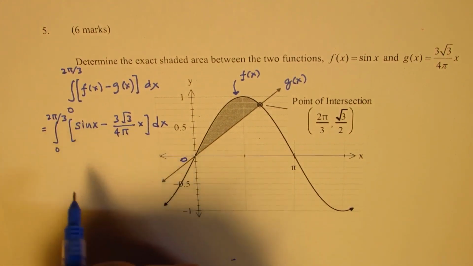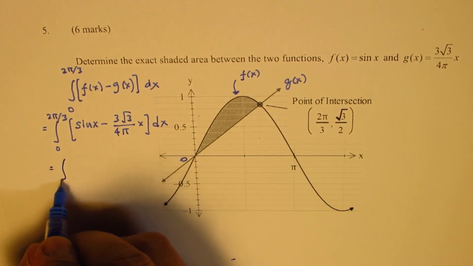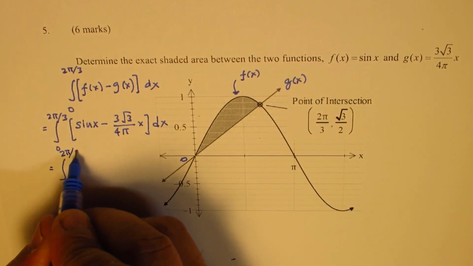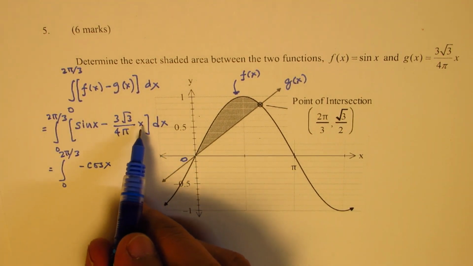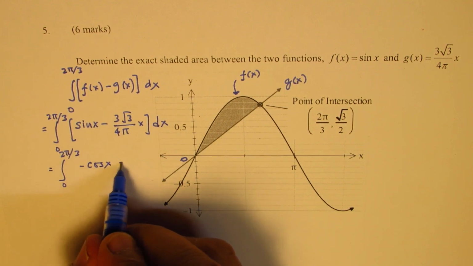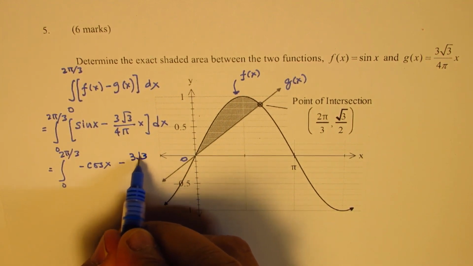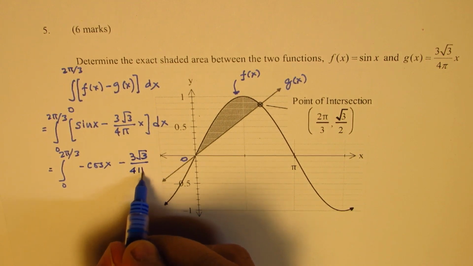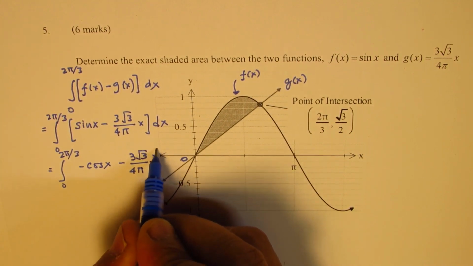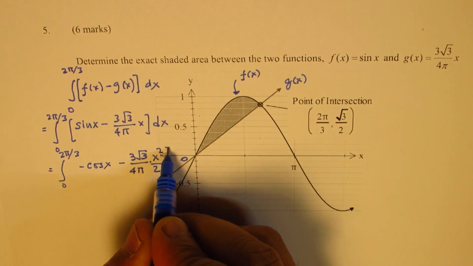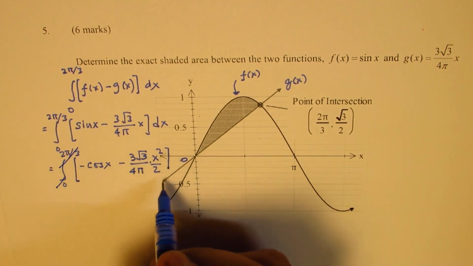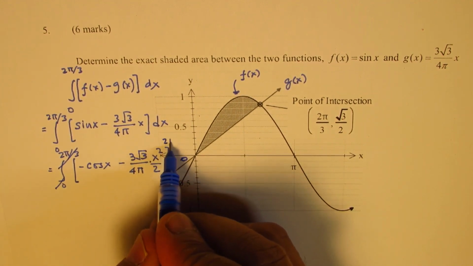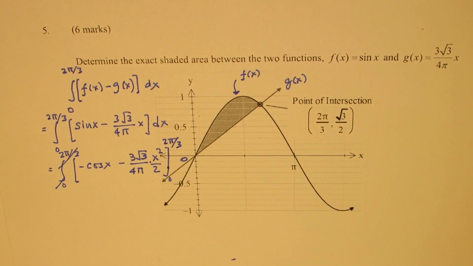The integral of sine x is minus cos x, so we could write this from 0 to 2 pi by 3 as minus cos x, and that will be x squared by 2, right? So we get minus 3 square root 3 over 4 pi times x squared by 2, correct? So we actually wrote the integral. Let me write this from 0 to 2 pi by 3, correct? Okay, so that is what our answer is going to be.